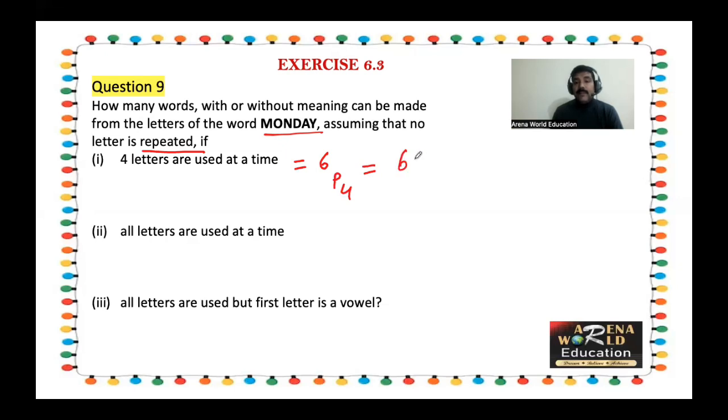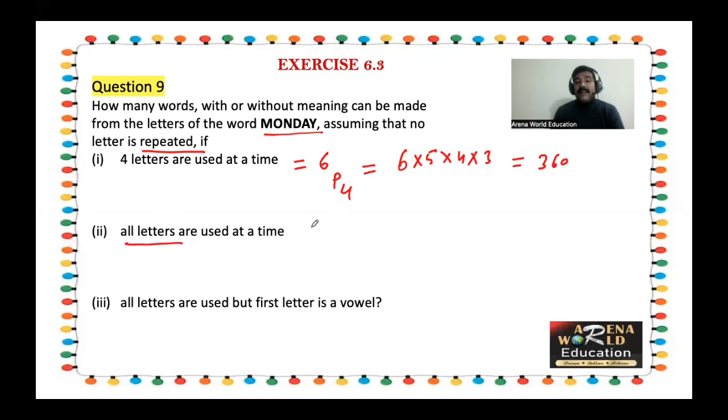Right? So it will be 6 into 5 into 4 into 3. So what is the final answer? 360. Right? Question number 9. Yes, 360 is the correct answer. And what is the second part?